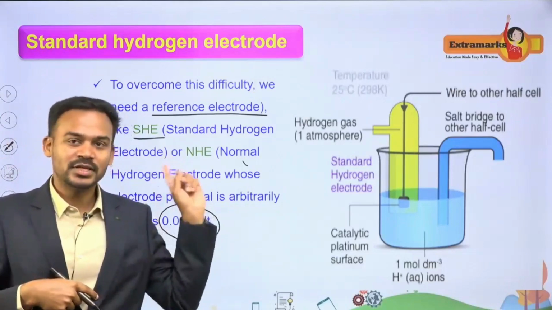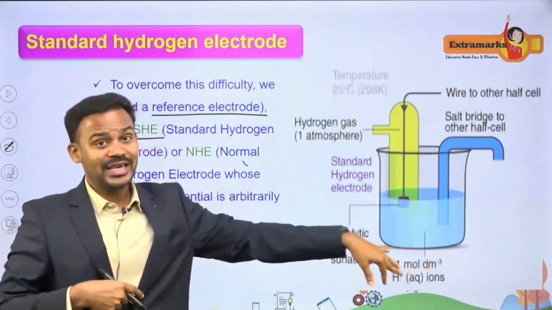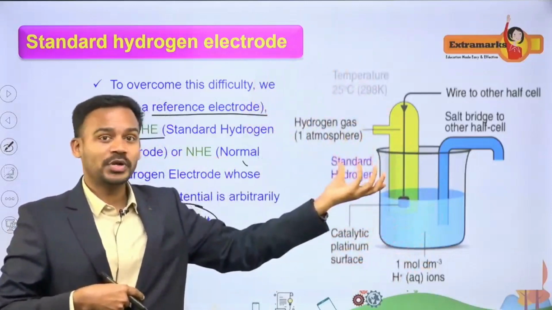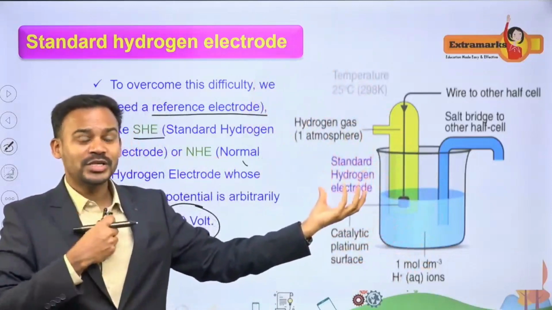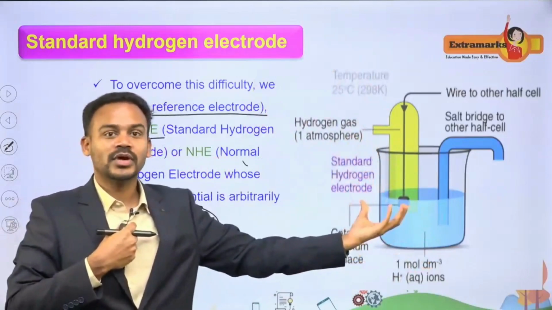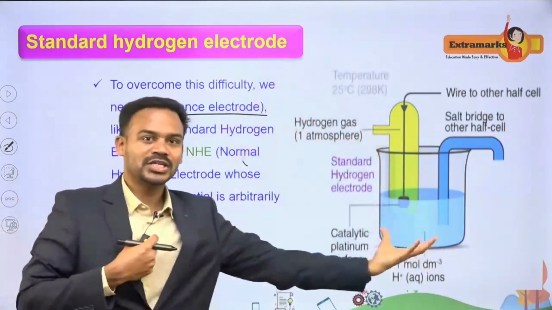Same thing here. If, instead of this electrode, you take any other electrode, that particular half cell will have its own electrode potential. So it is quite difficult to measure the electrode potential of the unknown one with the known one. It becomes quite difficult. That is why they have made the other electrode potential 0.